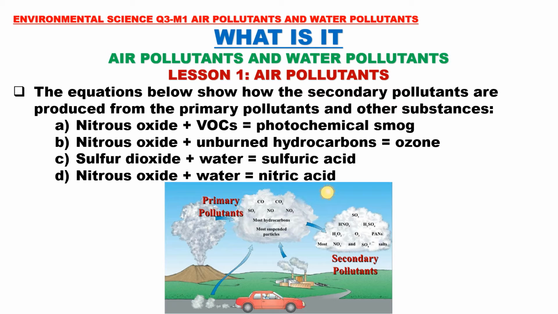Next, the equations below show how the secondary pollutants are produced from the primary pollutants and other substances. So first one, we have nitrous oxide plus VOCs equals photochemical smog. Nitrous oxide plus unburned hydrocarbons equals ozone. Next, sulfur dioxide plus water equals sulfuric acid, or acid rain. Nitrous oxide plus water equals nitric acid.